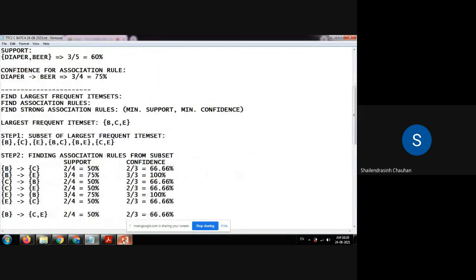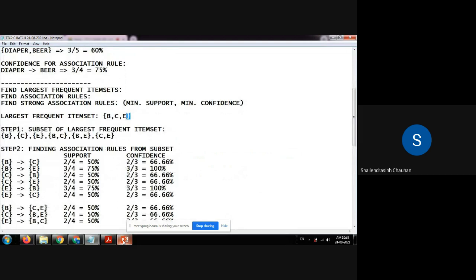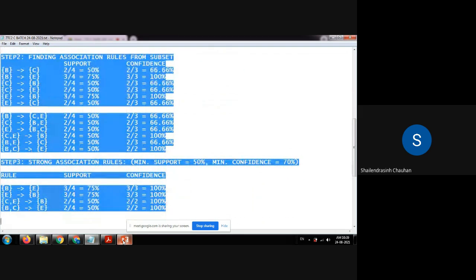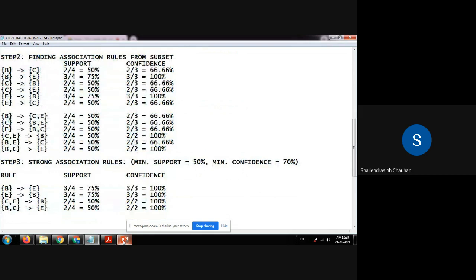Now, here we are having only one largest frequent item set. If you are having one more largest item set, then again for that item set, you need to find out subset, rules, strong rules, and weak rules. Are you clear about this, all of you? How to find out strong rules? About this, clear up to this?